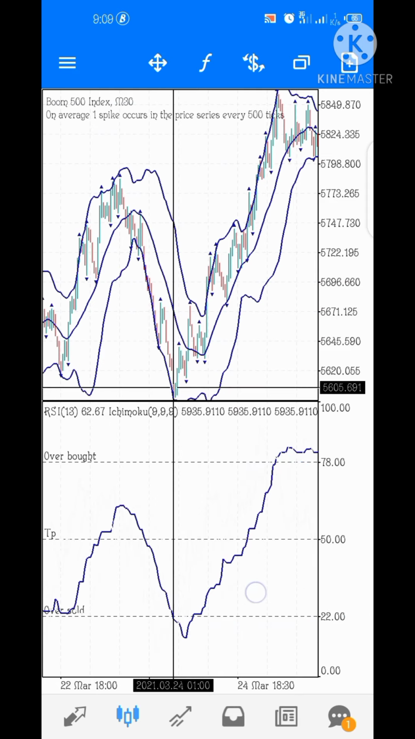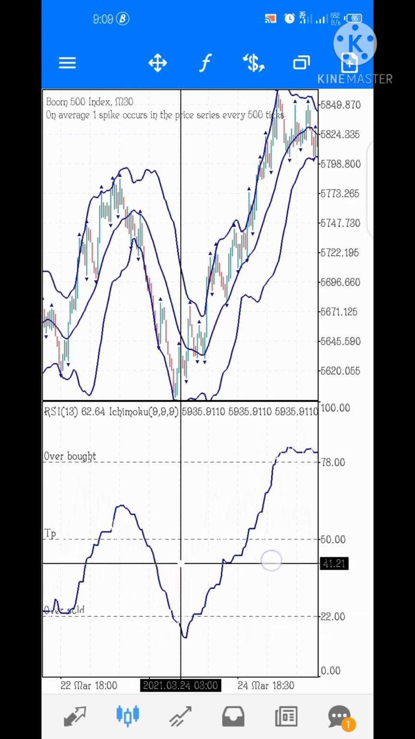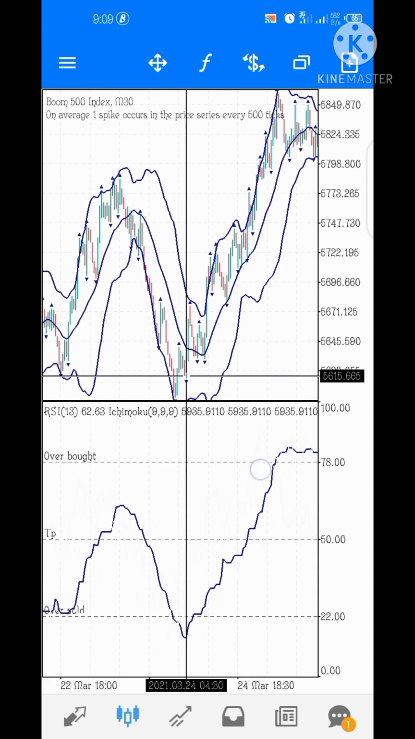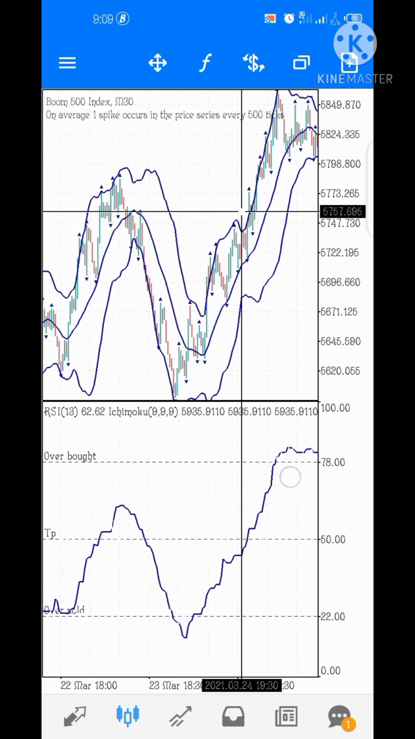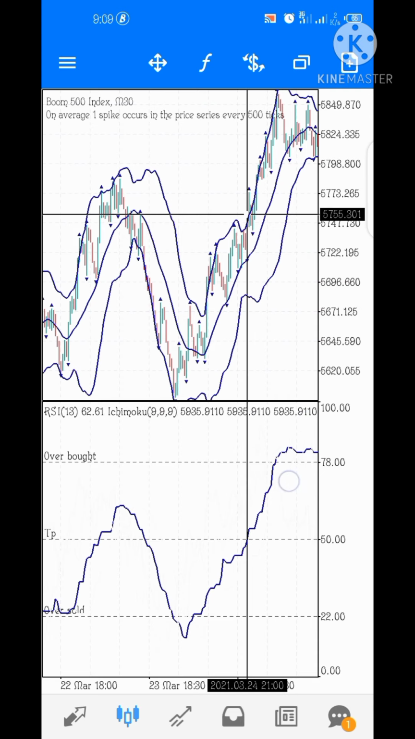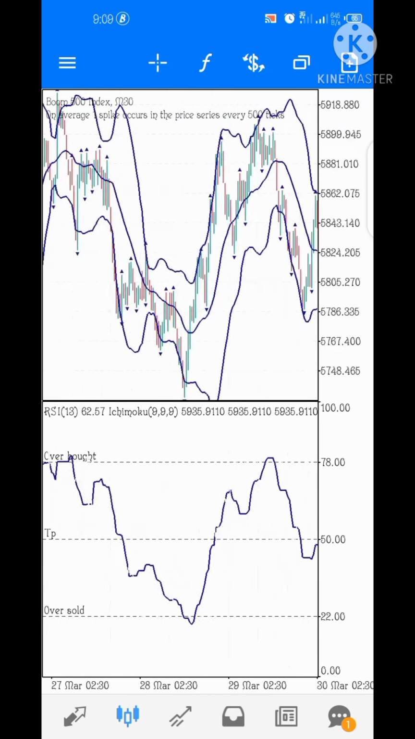Check out this one again. You see, it touched, and the Ichimoku was below the oversold. Then you put a buy trade, and you can see the market reversed immediately and started buying. Then at this point, you close your trade. See, there are a lot of profits involved in using these indicators.